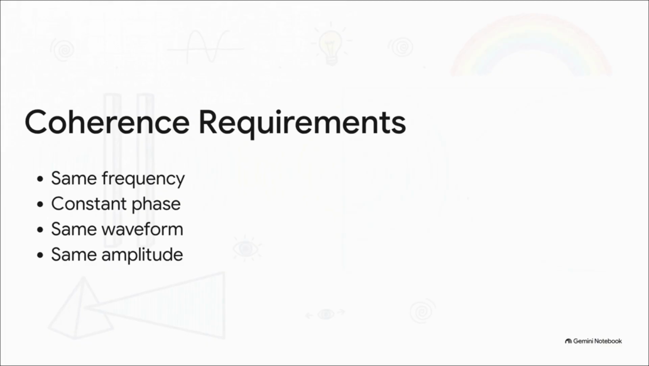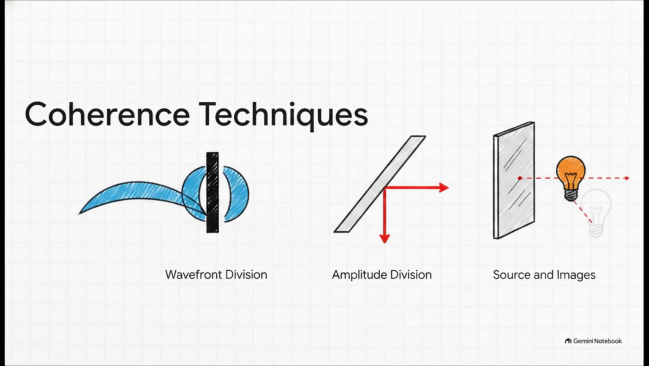Without these conditions met, the interference pattern shifts so incredibly fast that our eyes just see a blur of average, uniform brightness. Because two independent light bulbs can practically never be coherent, physicists had to get a little clever. They developed three main techniques to trick a single light source into acting like two perfectly matched, coherent sources.